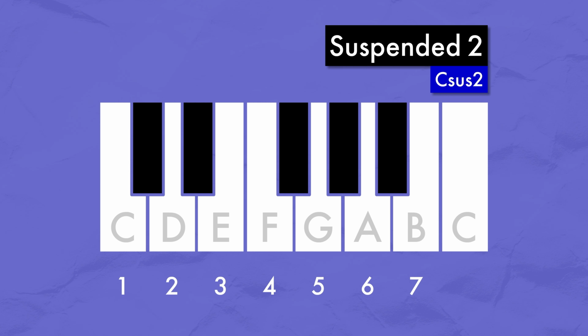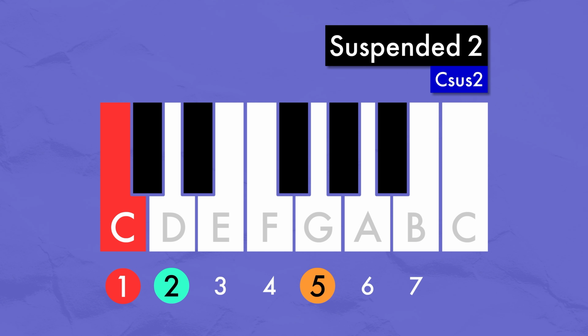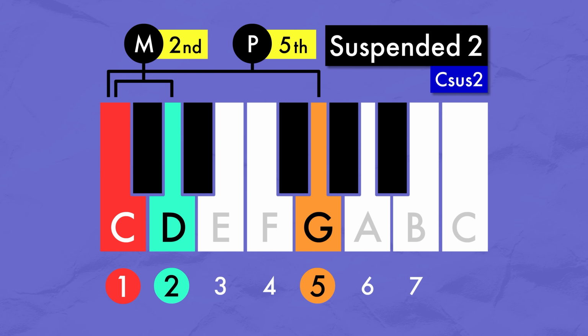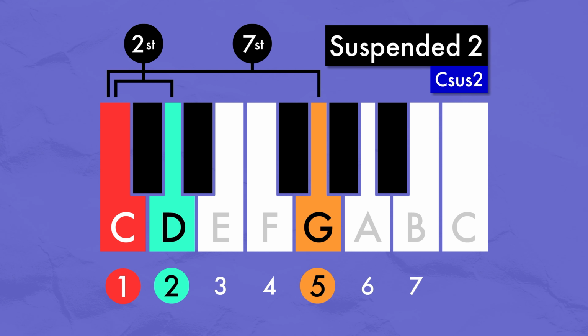Similarly, we have the Sus2. To build this, we use the tonic, the second degree, and the fifth degree. So in this case, we get a C, a D, and a G. The intervals here are a major second and a perfect fifth. In semitones, that's 2 from the root to the second and 7 from the root to the fifth.